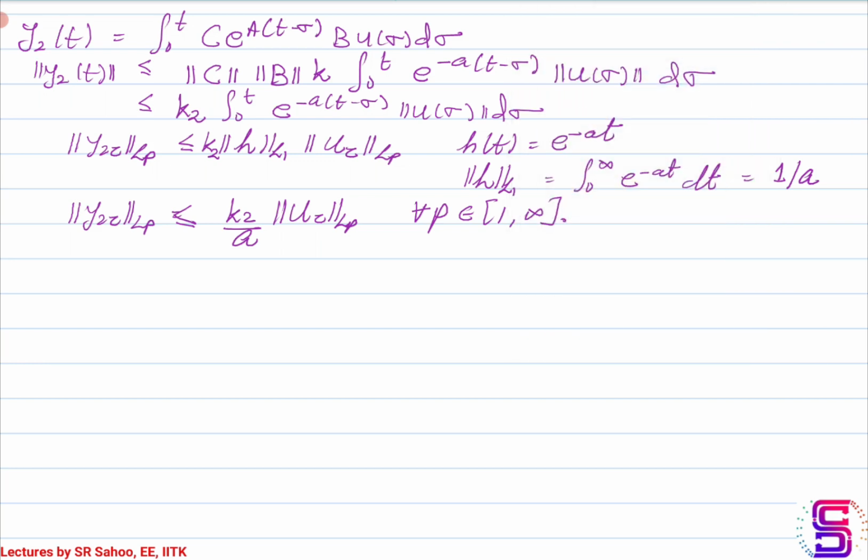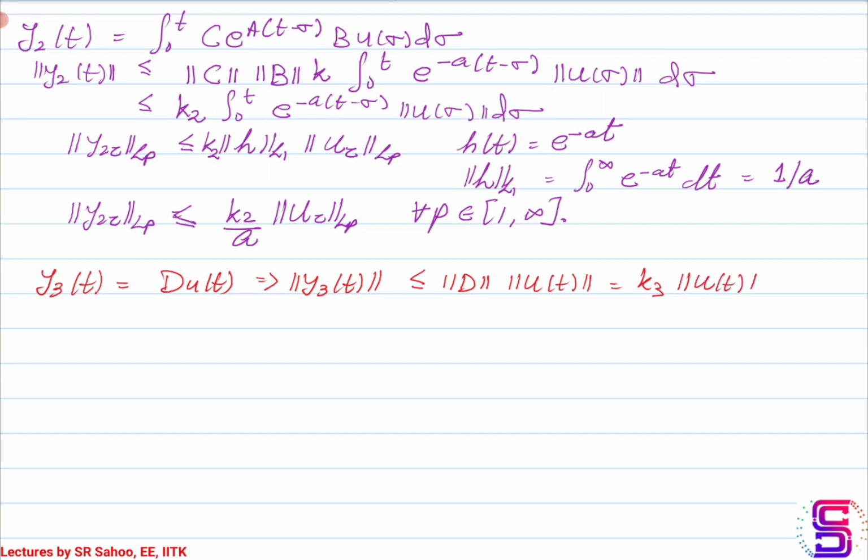Now come to y3. y3 of t is D u of t, which means that the norm of y3 of t is going to be less than or equal to norm of D times norm of u of t, and this is nothing but some k3 times norm of u of t. So this means that again y3 tau's LP norm is going to be less than or equal to k3 times u tau's LP norm for all p in the range 1 to infinity.